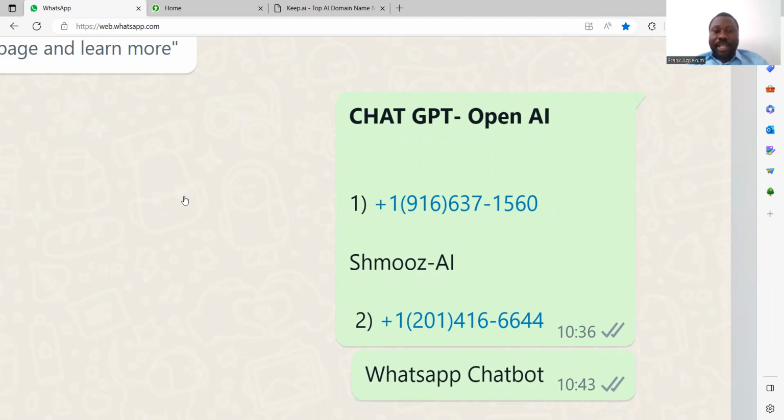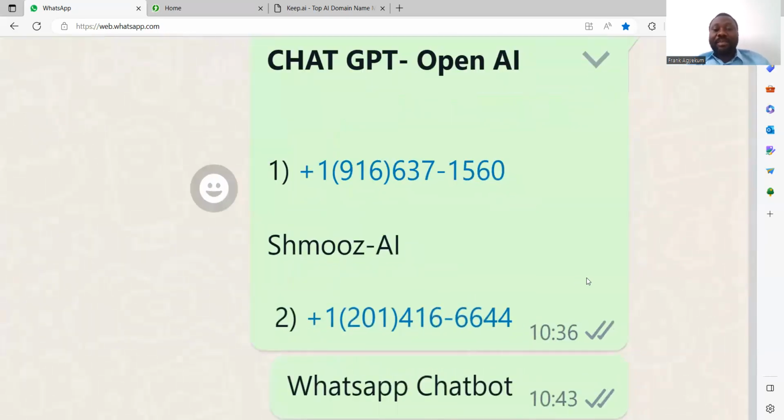Now, these are the two numbers. What you can do is write them down and store the numbers, noting that this is for Keepi-ai, and this WhatsApp number is for Shmooz-ai. You can store the numbers, and then begin to WhatsApp them for answers. Now let's give it a try.